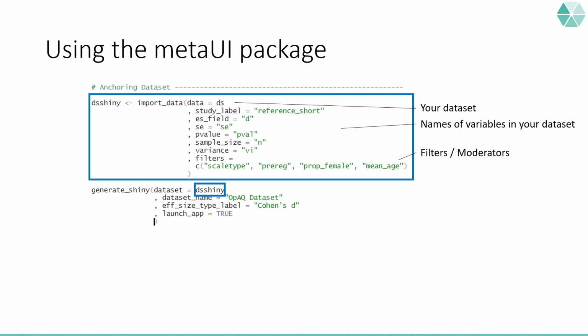So the second function needs the formatted dataset. You can also customize labels, and you can even decide whether you want to launch the app or whether you want us to save the entire Shiny code on your computer so that you can customize it, for example.